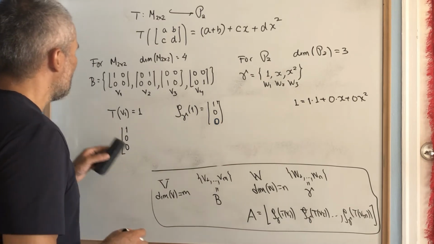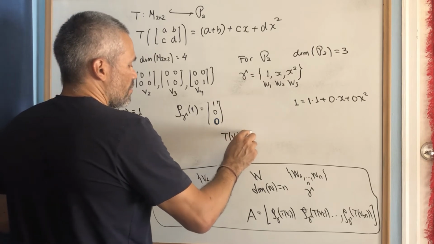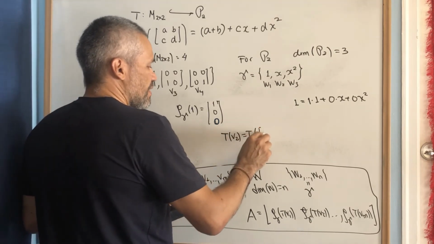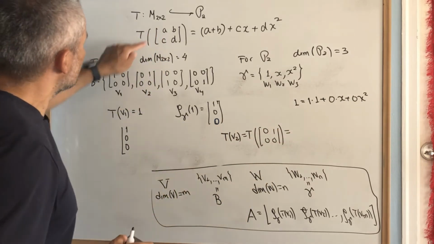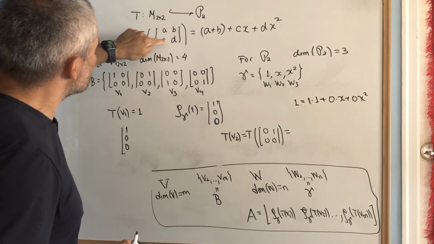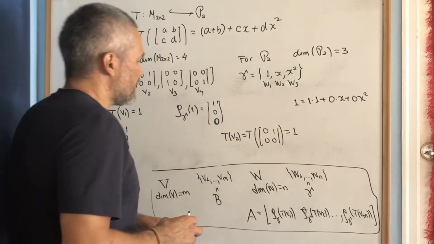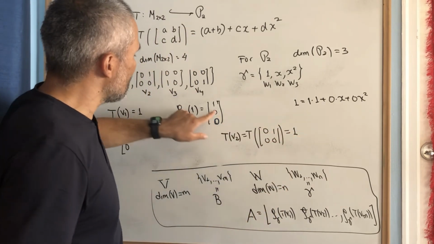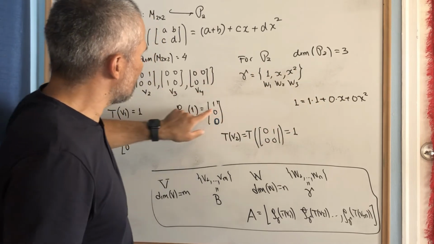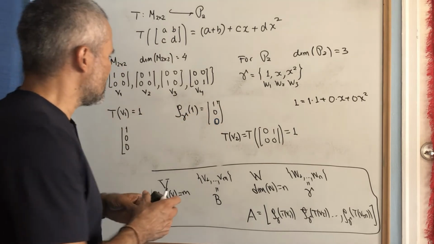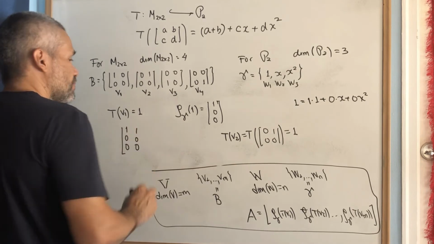To compute the second column, I have to compute T of B2. But this is T of this matrix 0, 1, 0, 0. And that means that A is 0, B is 1, C is 0, and D is 0. And then I get again 1. And then I have to write 1 as a linear combination of these three vectors, and then the weights are going to be the coordinates. I already did this. And then I will get again 1, 0, 0.